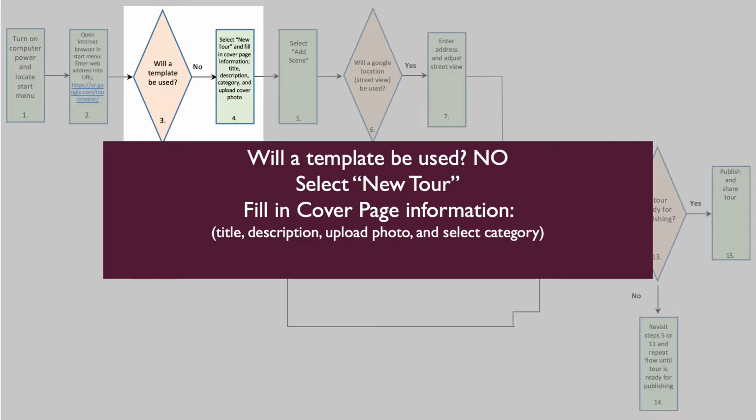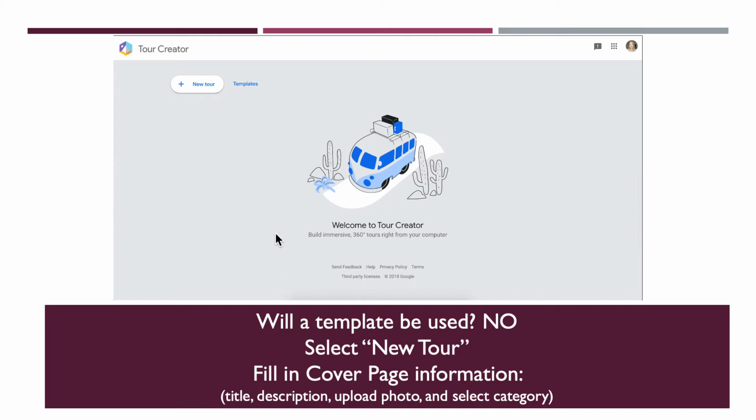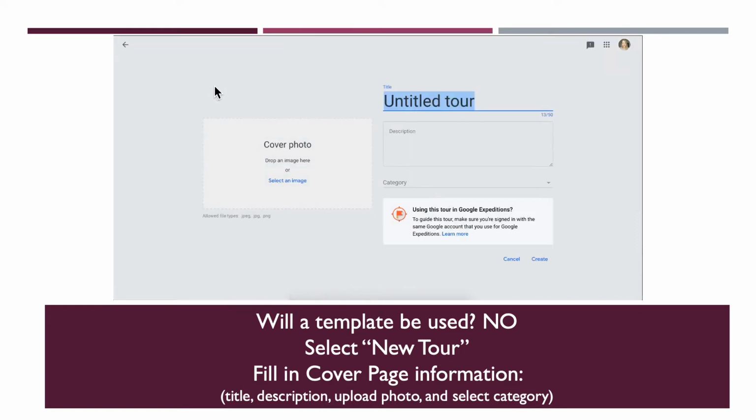Will a template be used? No. Select New Tour. Fill in cover page information, such as title, description, upload photo, and select category. Your tours that you create will appear. To get started, you are going to click either New Tour or Template. For this case, we're going to hit New Tour. And this will bring you to your tour cover page. So go ahead and fill in all the information.